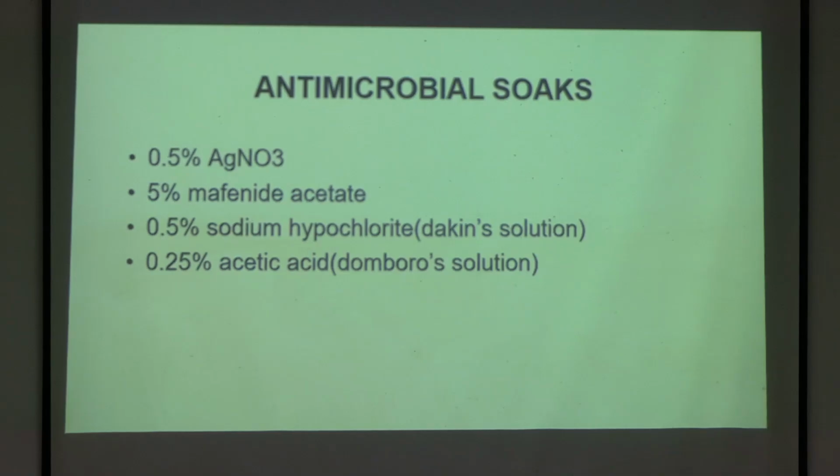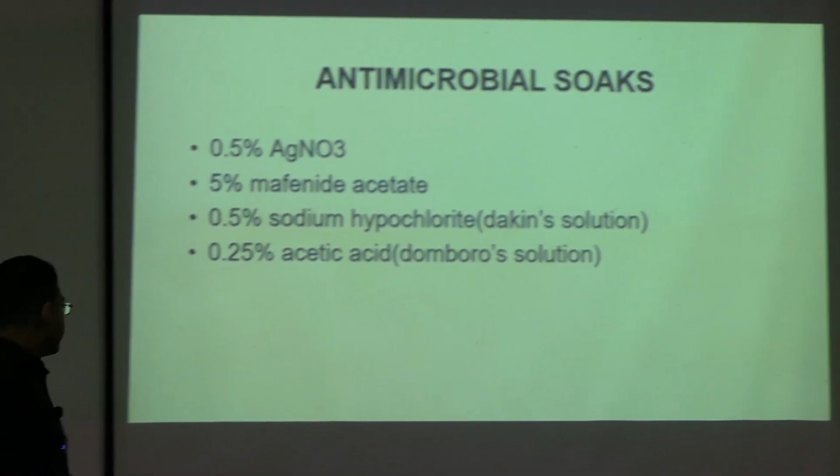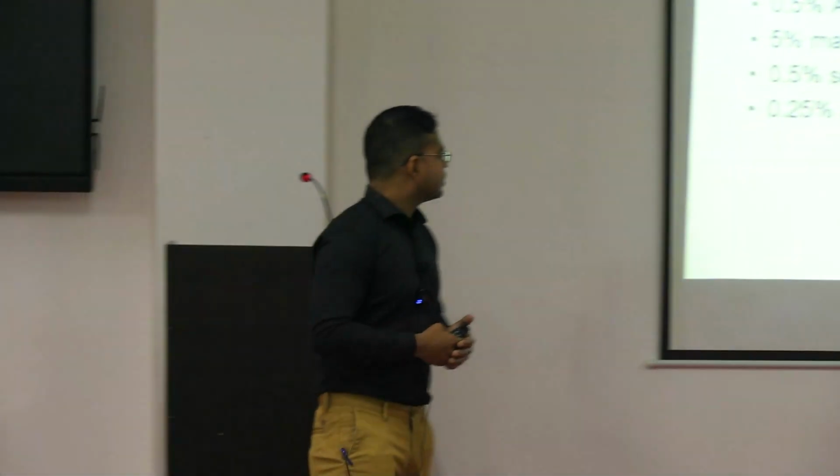Then the next thing is antimicrobial soaks. These are liquid solutions which we pour over the burn area. So what are the agents we use? Silver nitrate, mafenide acetate, sodium hypochlorite, which we also call Dakin's solution. Then acetic acid is there, which we call Domboro's solution. Just the names.